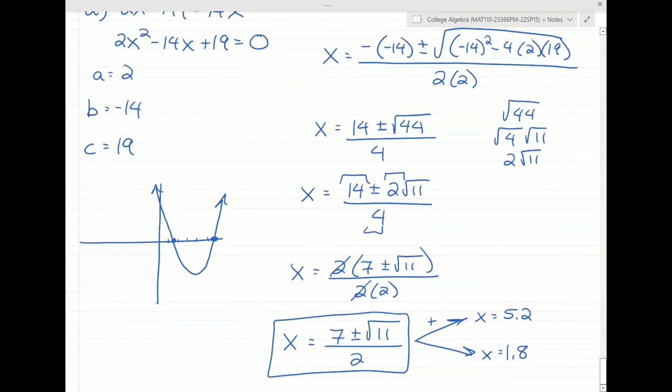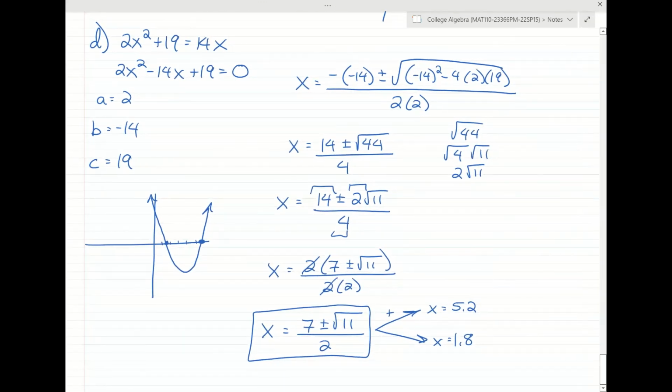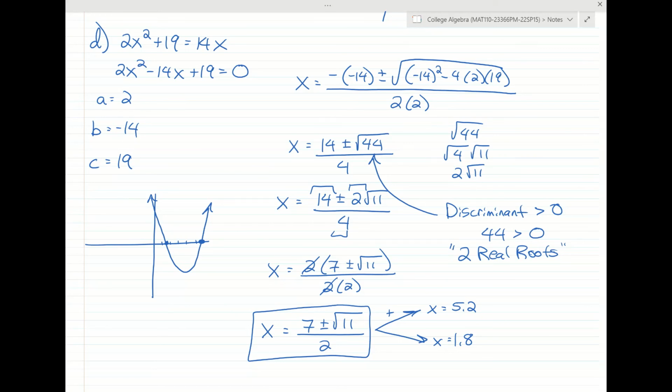We do know that there's supposed to be 2 real roots because our discriminant is the square root of 44. This means that there's 2 real roots. You wouldn't use the 11 because that radical has been modified. Use the original, just whatever b squared minus 4ac is. That's your discriminant.